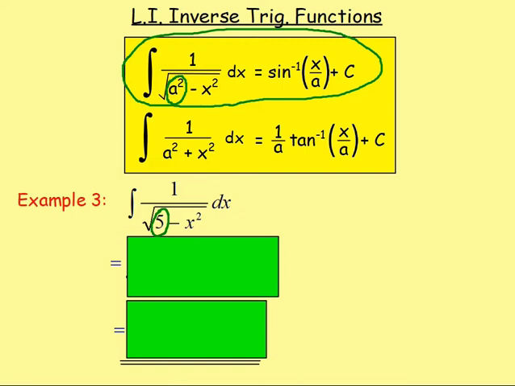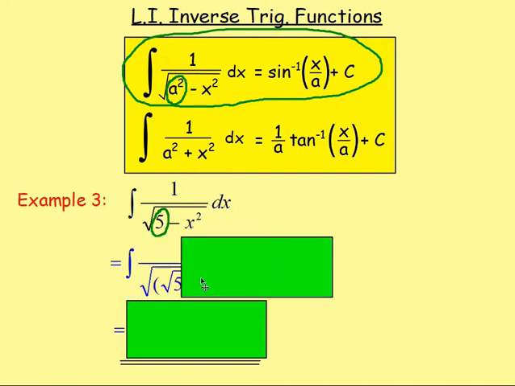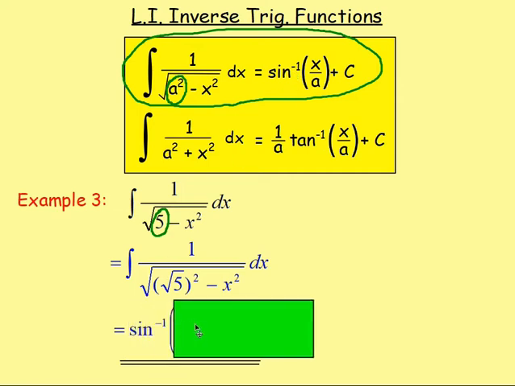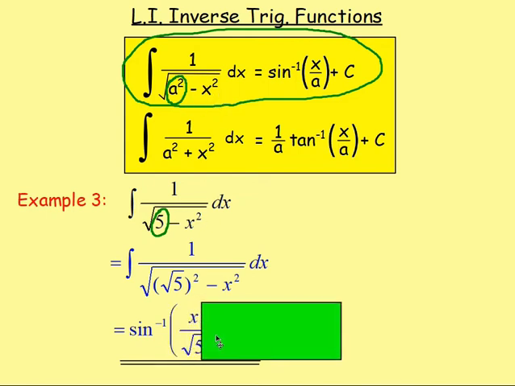But that doesn't stop us, because we could still write 5 as something squared. What squared will give us 5? Perfect, just the square root of 5. So that becomes 1 over the square root of, and 5 becomes the square root of 5 squared, take away x squared. So don't worry, we can still do it. From there then, that will be sine to the minus 1 of x over a, which would become x over the square root of 5, plus c.